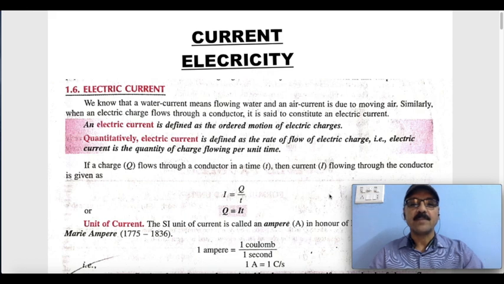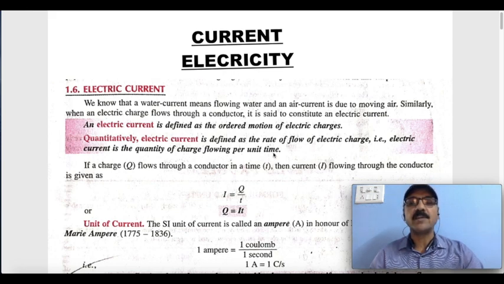Today we are starting a new series for 10th students. So we start with the first chapter, current electricity. Here, electric current is defined as the ordered motion of electric charges. In other words, electric current is defined as the rate of flow of electric charge. That is, electric current is the quantity of charge flowing per unit time.